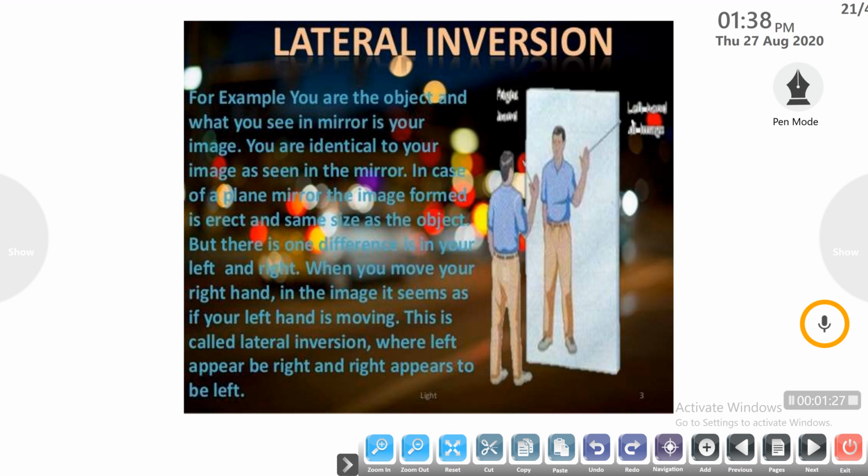If you are the object, stand in front of a mirror and observe yourself in the mirror. You are identical to the image seen in the mirror, because the mirror you are standing in front of is a plane mirror. In the case of a plane mirror, the image formed is erect and the same size as the object. You are the object and the image formed inside the mirror is the image. But there is one difference in your left and right. When you move your right hand, in the image it seems as if your left hand is moving. This is called lateral inversion, where left appears to be right and right appears to be left. So this is the concept of lateral inversion.